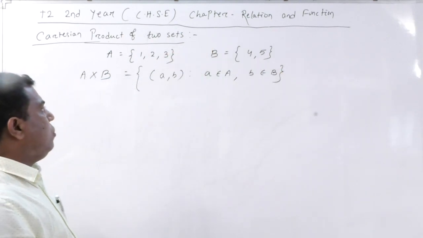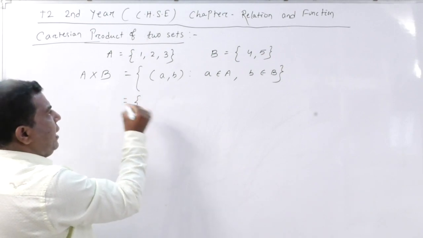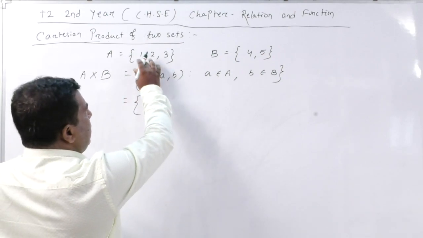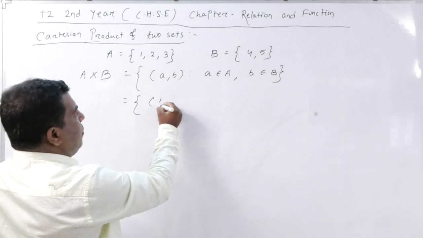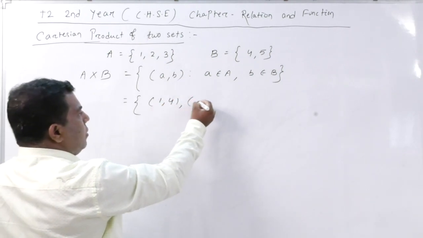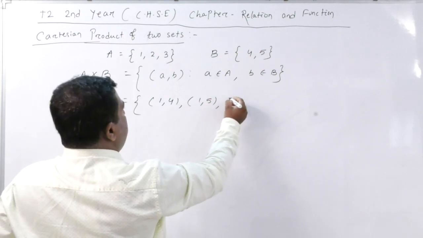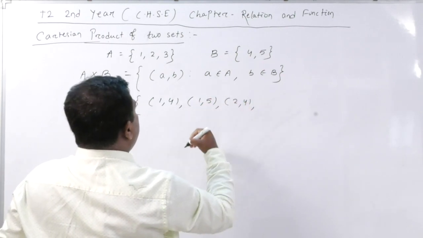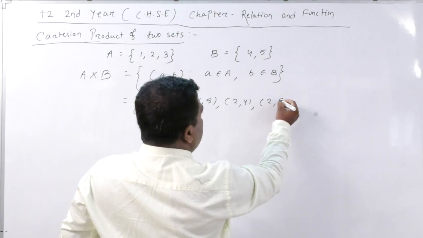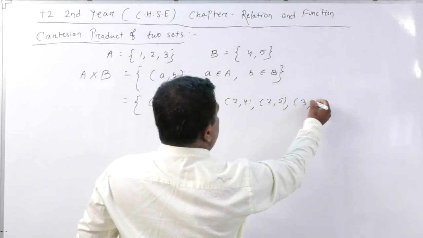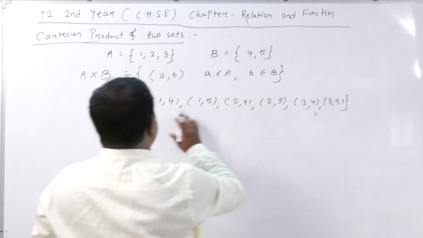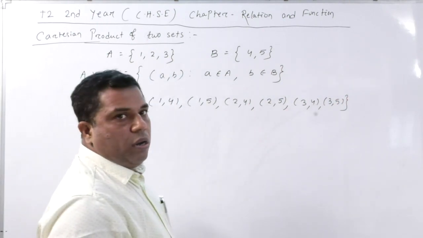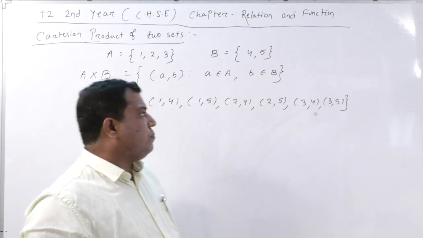So for example, here A cross B, you see what A cross B contains. A cross B contains this type of ordered pairs: (1, 4), then (1, 5), then (2, 4) is the next ordered pair, similarly (2, 5), then (3, 4), then (3, 5). So in this way we are able to form the ordered pairs. Yes or no?